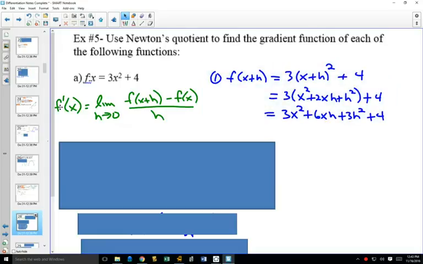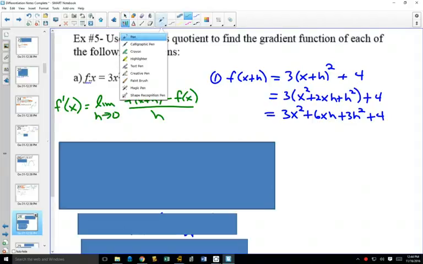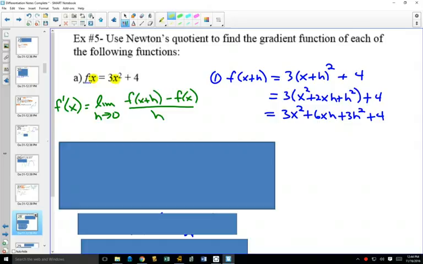So what does it mean to have f of x plus h? That means that wherever there was an x in our formula, so we only have x in our formula once, in 3x squared plus 4. Wherever that x was, we are now replacing that x with x plus h.